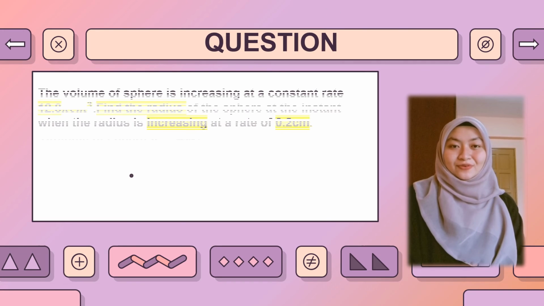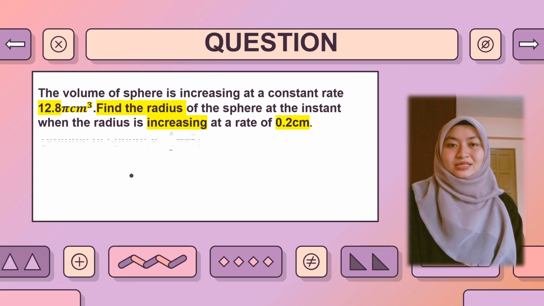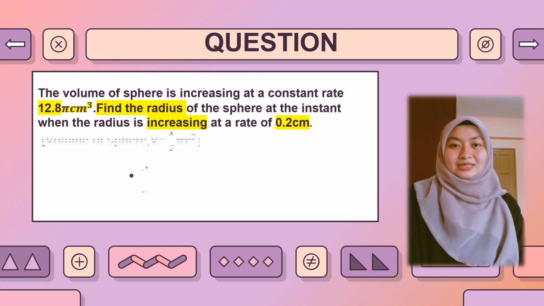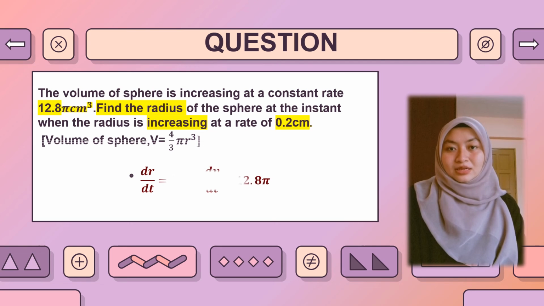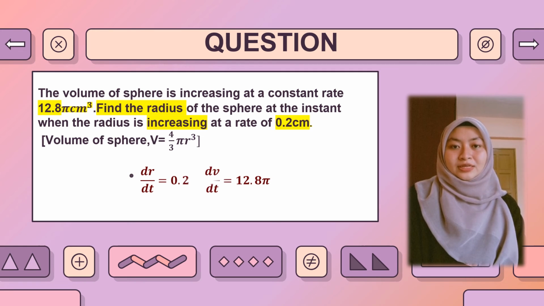Okay, the question for the rate of change is: the volume of a sphere is increasing at a constant rate of 12.8 pi cm cubed per second. Find the radius of the sphere at the instant when the radius is increasing at a rate of 0.2 cm per second. Okay, the volume of a sphere is 4 over 3 pi r cubed. What we get from this question is dr over dt is equal to 0.2 and dv over dt is equal to 12.8 pi.